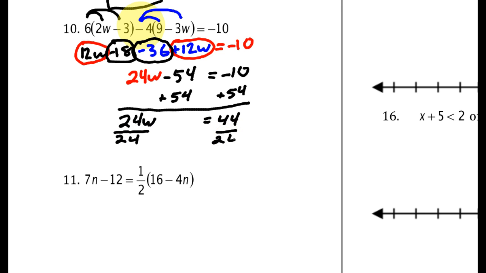Now here's where some of you get worried. It's okay to have fraction answers. That's okay. Just make sure you fully reduce it though. So we can see that this will reduce a little bit. If we divide top and bottom by 4, we'll have 11, since 44 divided by 4 is 11, and 24 divided by 4 is 6. Okay, and that's our final answer.